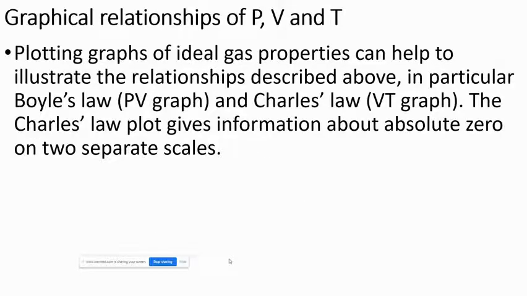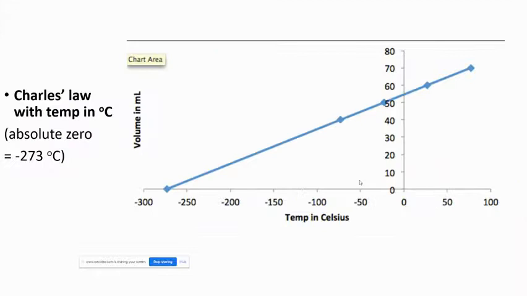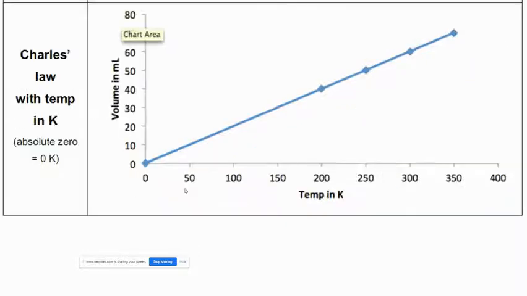And then they do some plotting of graphs with the ideal gas properties to help you illustrate those. And sometimes you'll see that, and then it gives you information about the absolute zero scale. Okay, so here's some plots with that. So you can see pressure and volume on here. Charles's law, you can see that if they both increase at the same time or they both decrease at the same time.